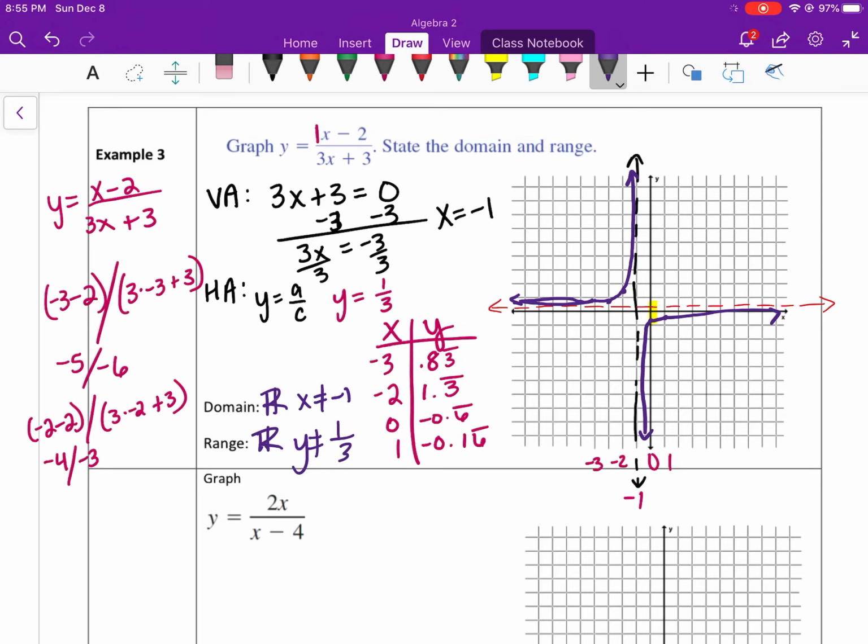I do have 2 more examples, or at least 1 more example done in my notes if you'd like to look at that last example. Or come in and I'll help you with it.